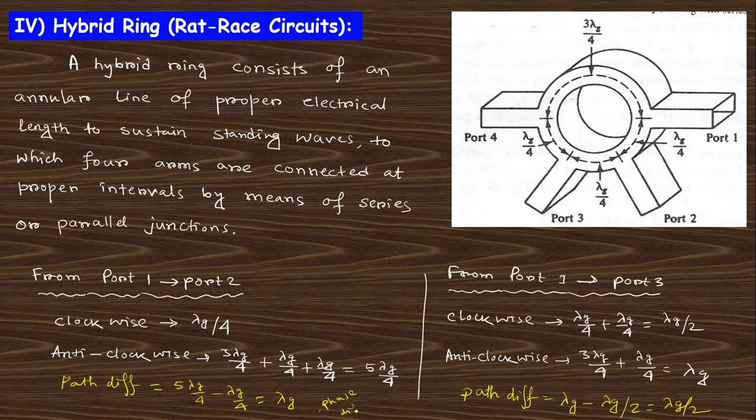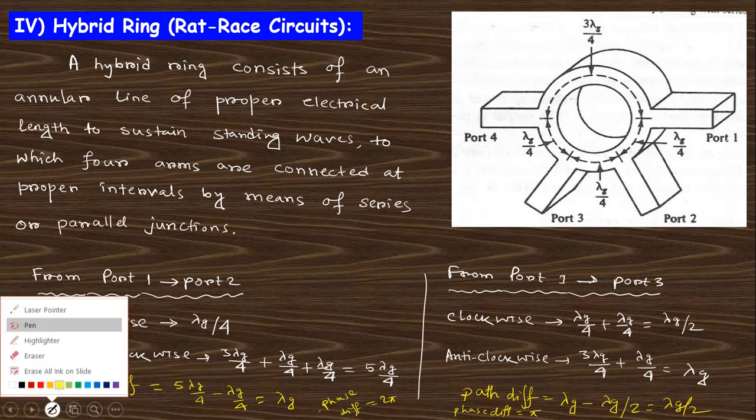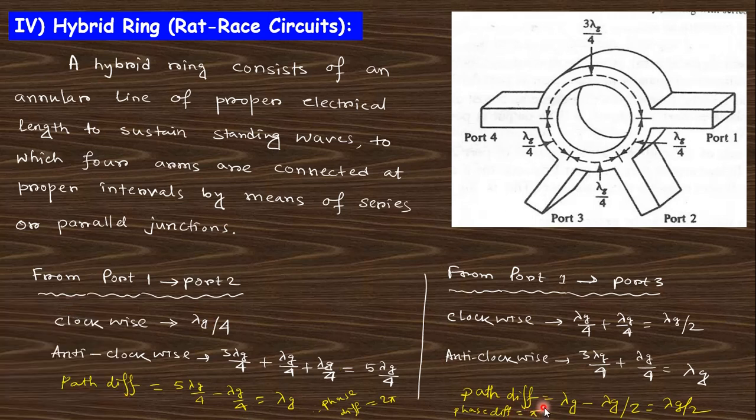The phase difference will be 2 pi, but in that case the phase difference is pi. Since the phase difference is pi, you can see these two waves cancel out. The wave which comes in the anti-clockwise direction and the wave which comes in the clockwise direction have a phase difference of pi. That means these two cancel each other out. That means from 1 to 3 there will be no microwave transmitted, that is S31 will be 0.